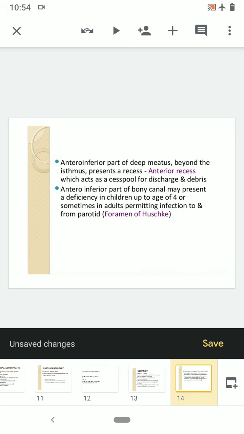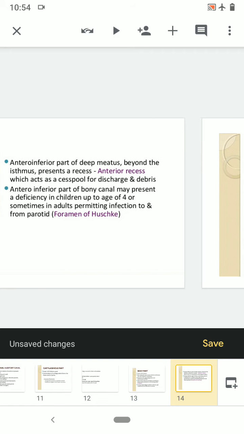Now the anterior inferior part of this deep meatus has a recess which is called the anterior recess, which acts as a cesspool for discharge and debris. The anterior inferior part of the bony canal may sometimes in adults present a deficiency, permitting infection from the parotid gland, and that is called the foramen of Huschke.